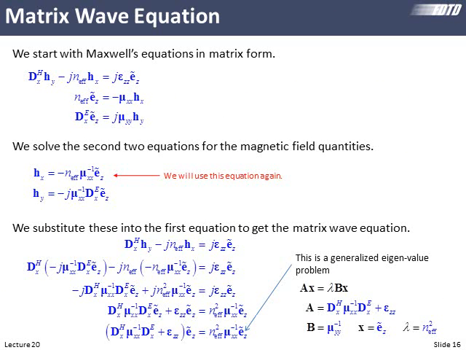At this point, we want to derive a matrix wave equation. So in the last slide, we ended up here. These are our equations in matrix form. We'll take these second two equations and solve for hx and hy. So now we have hx and hy all in terms of ez. So now what we can do is take these expressions for hx and hy and substitute them back into this first equation, and we'll have one equation completely in terms of ez.